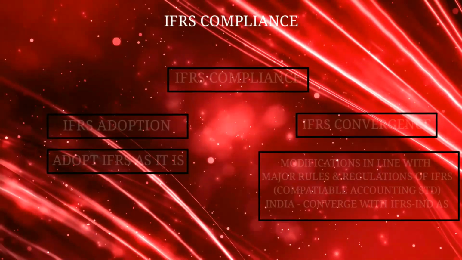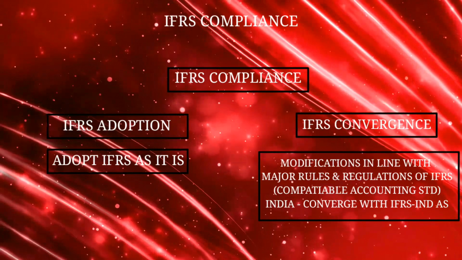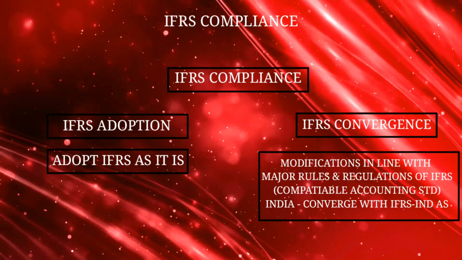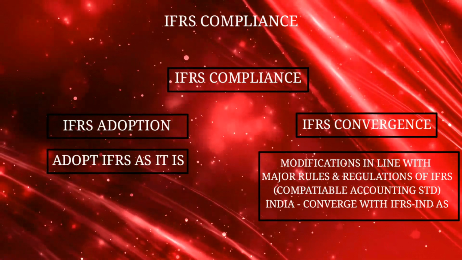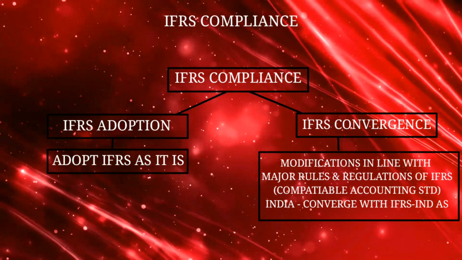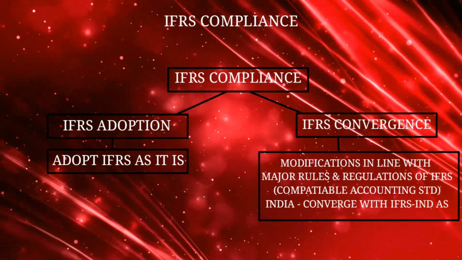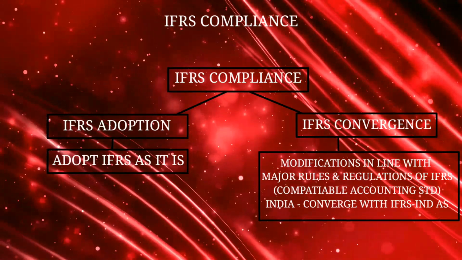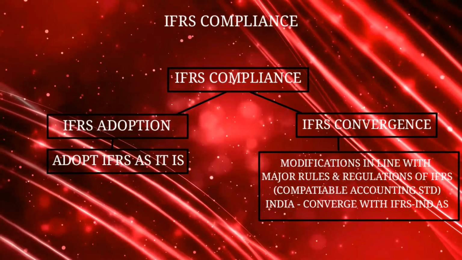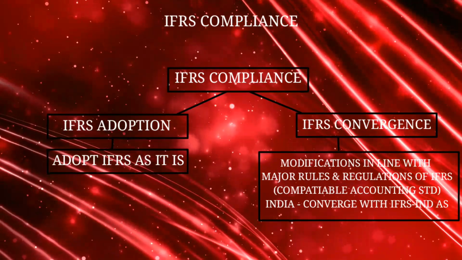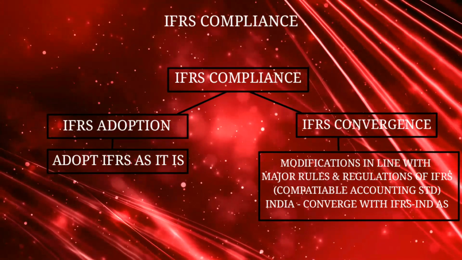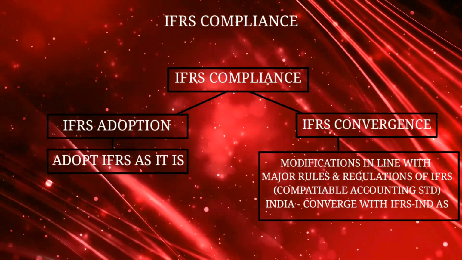While talking about IFRS compliance, there is IFRS adoption and IFRS convergence. Do you know what's the difference between IFRS adoption and IFRS convergence? There is a difference. Adoption means adopting IFRS as it is. We won't change anything. On the other hand, IFRS convergence means we can make some modifications in line with major rules and regulations of IFRS. That is preparing our own standard but in line with IFRS.